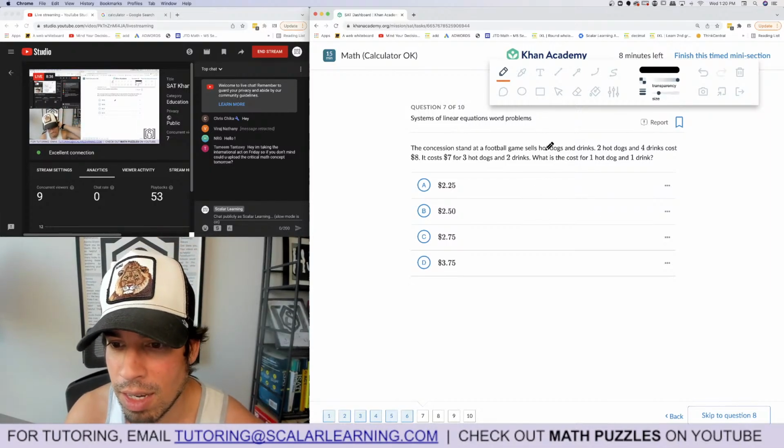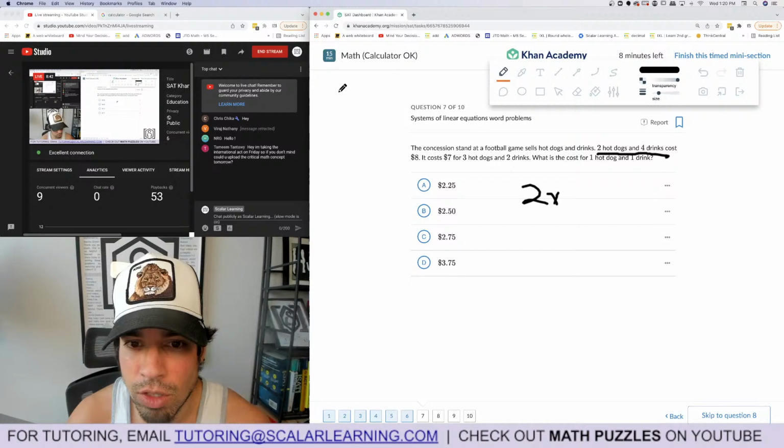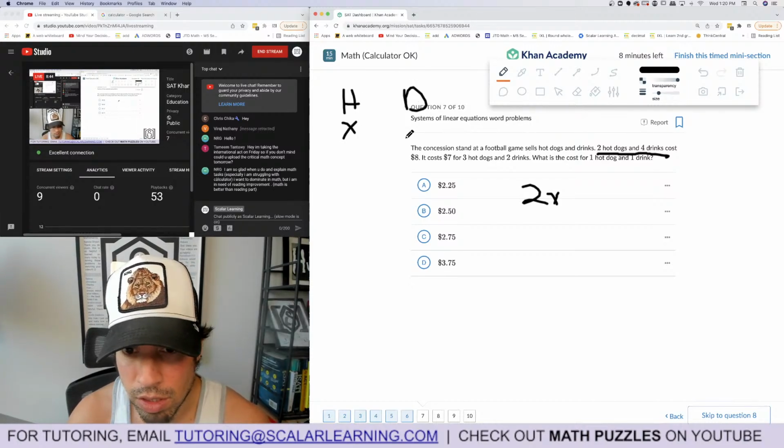The concession stand at a football game sells hot dogs and drinks. 2 hot dogs and, okay, so let's say hot dogs is X, drinks are Y.